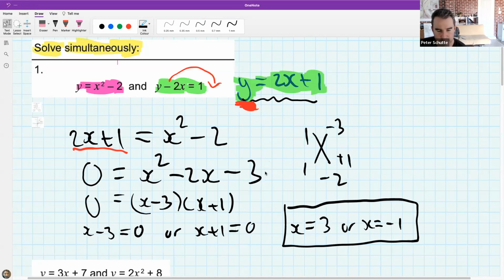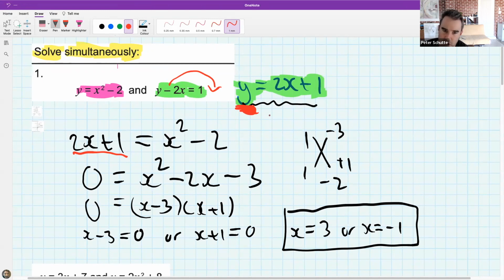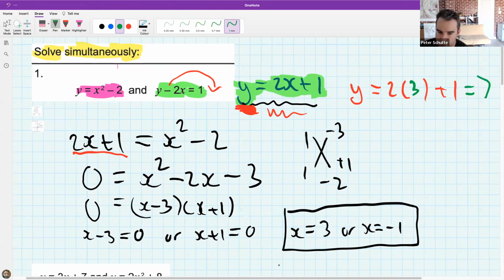Hi, sir. So basically we're going to substitute the x values into the equation that we've got, which is y equals 2x plus 1, to get the y values. Perfect. So we're going to use this one up here. If y is 2 times something plus 1, if we put a 3 in there, we should get that y is 7. So if x is 3, y is 7. And if x was rather minus 1, 2 times minus 1 is minus 2, plus 1 is minus 1.